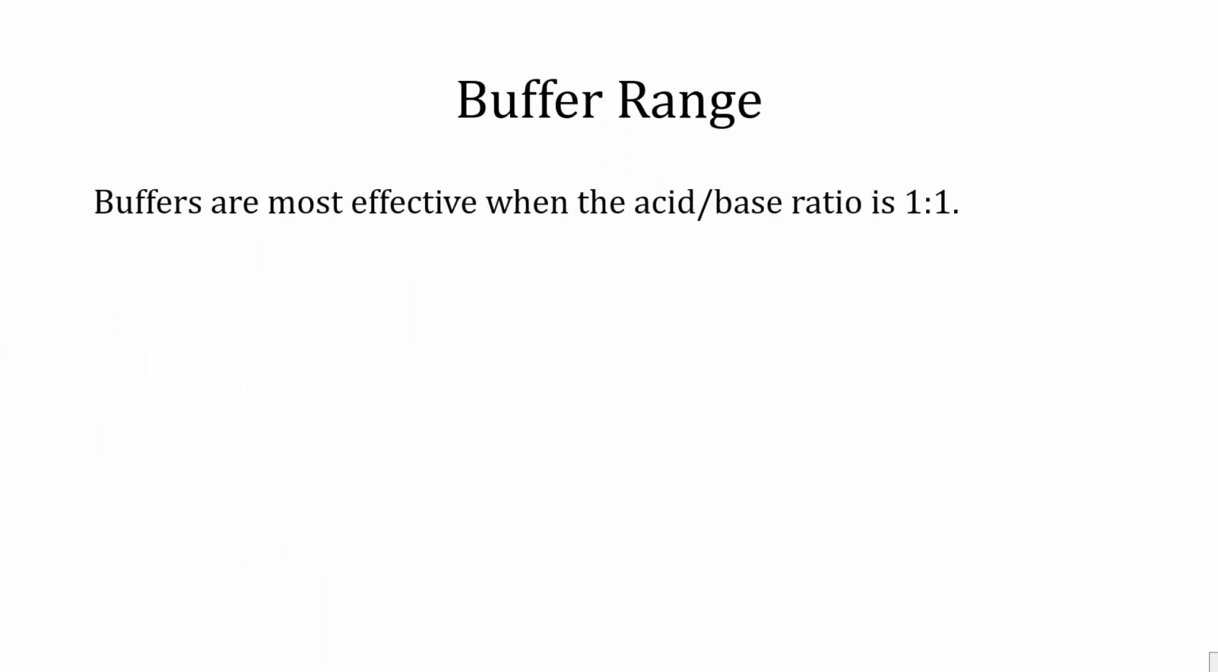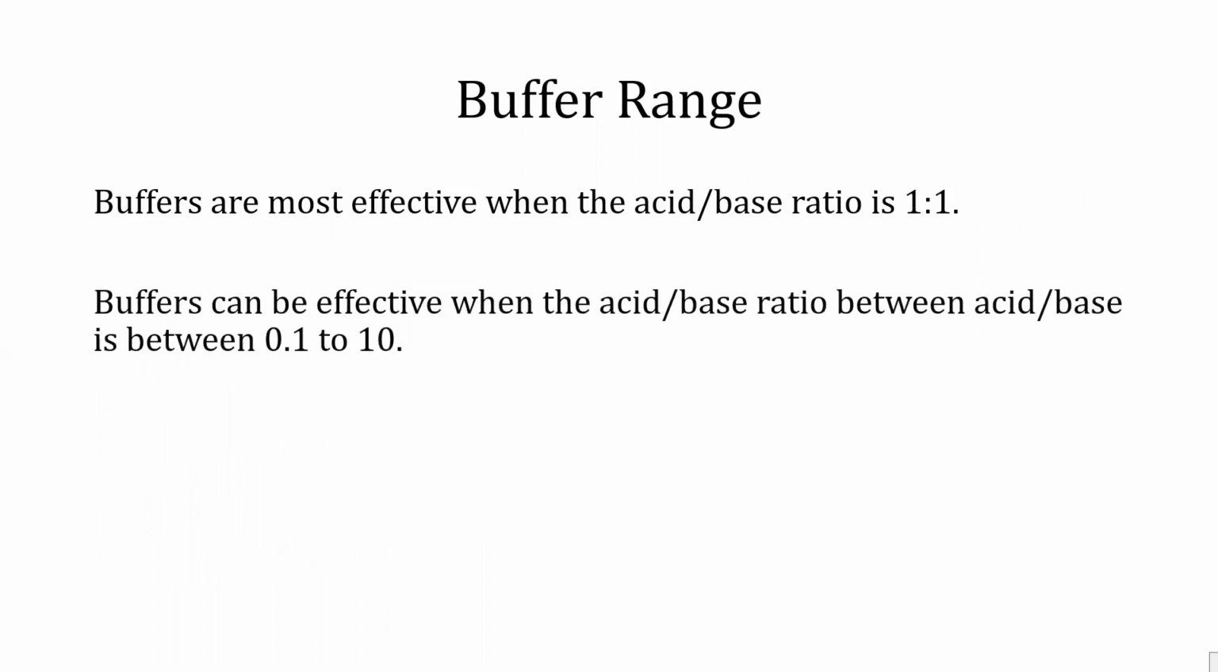Buffers are most effective when the acid-base ratio is 1:1. Buffers can be effective when the acid-base ratio between acid and base is between 0.1 to 10. Therefore, buffer range is pKa plus or minus 1.